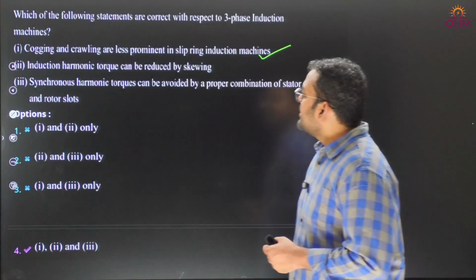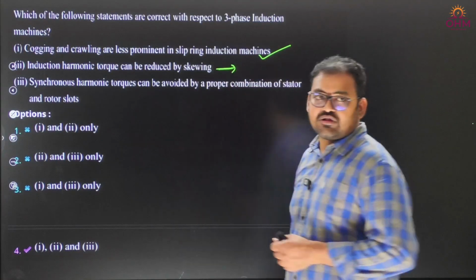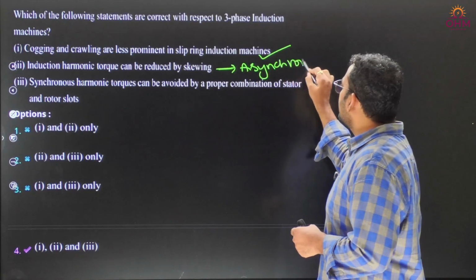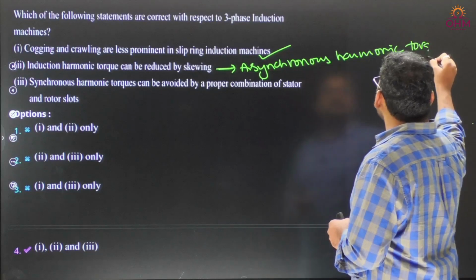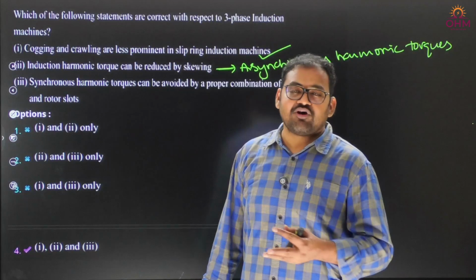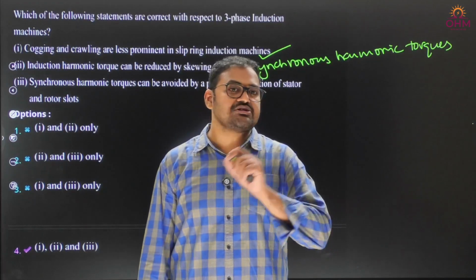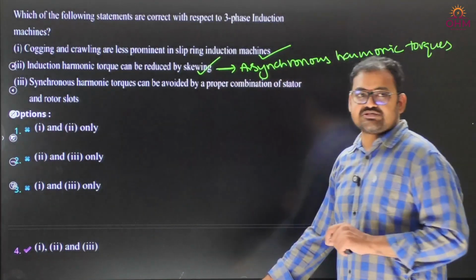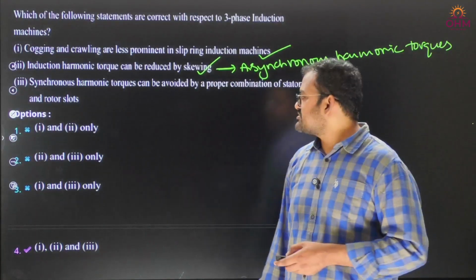Okay, the next statement. Induction harmonic torque can be reduced by skewing. Induction harmonic torques are also known as asynchronous harmonic torques. Anything is same. Yes, asynchronous harmonic torques are the main reasons to create crawling phenomena in induction motor. And by using a skewing mechanism, we can reduce these harmonics effect. Therefore, second statement is correct. Skewing is one of the procedures to reduce the effect of harmonics so that crawling and cogging can be minimized.